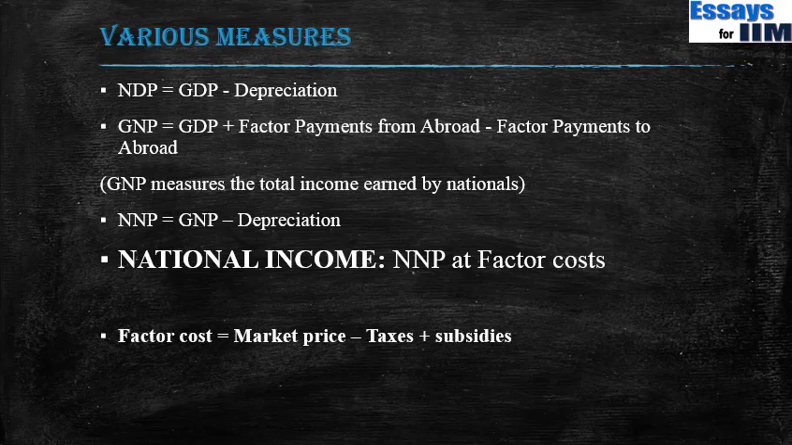Now I would like to elaborate this a little bit. Factor cost basically means, see, any product which is produced requires you to make certain payments to the factors of production. That is, you will pay wages to the labor, you will pay interest to capital, you will pay rent to land, and you will pay profits to the entrepreneur. These are called the factor costs. Now, but the market price is supposed to include all that, right? But it includes a little bit more.